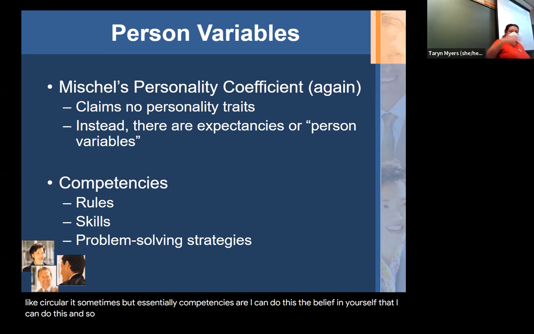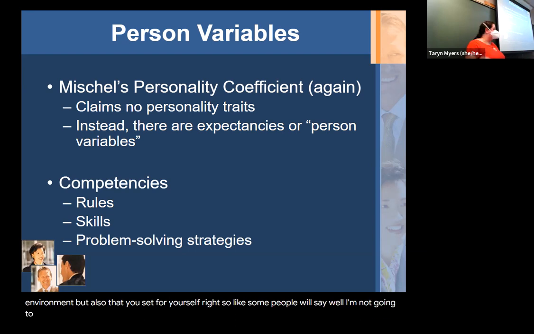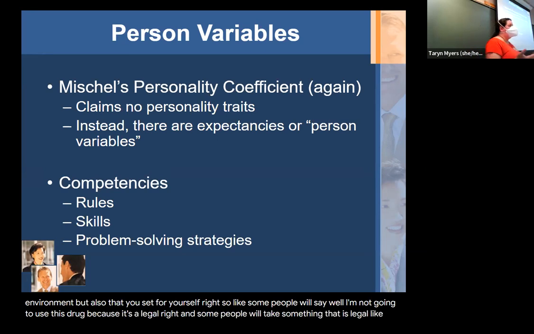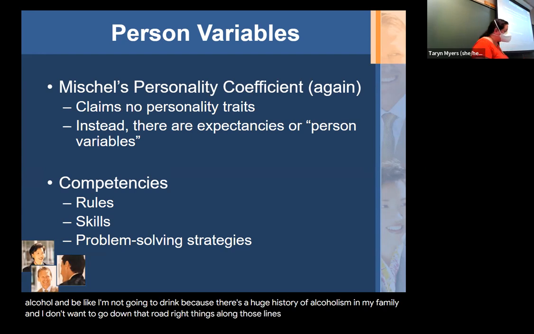And so you have rules, both that you have to follow based on the contingencies in the environment, but also that you set for yourself, right? Some people will say, well, I'm not going to use this drug because it's illegal. And some people will take something that is legal, like alcohol, and say, I'm not going to drink because there's a huge history of alcoholism in my family and I don't want to go down that road, right? Things along those lines. So it's both.